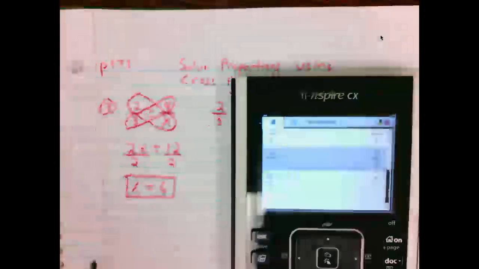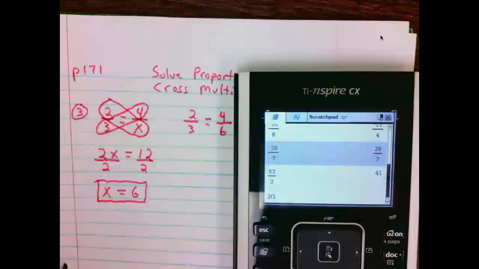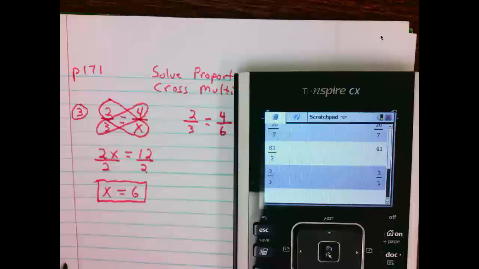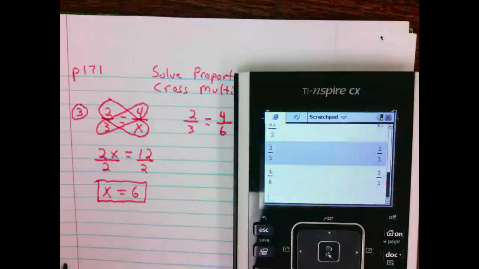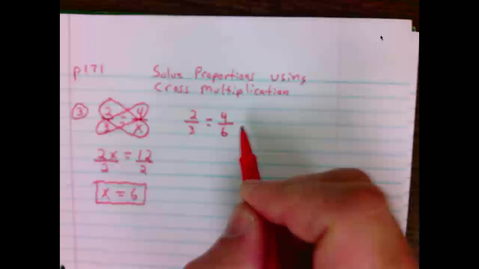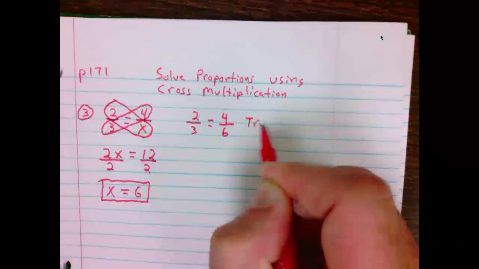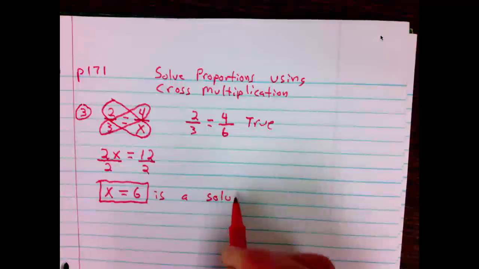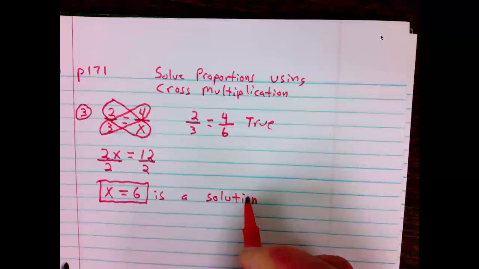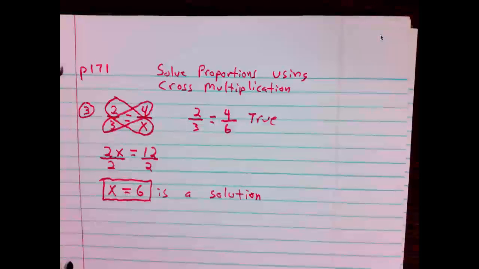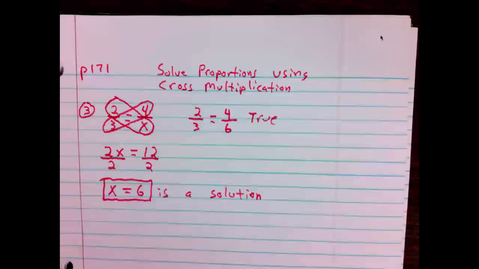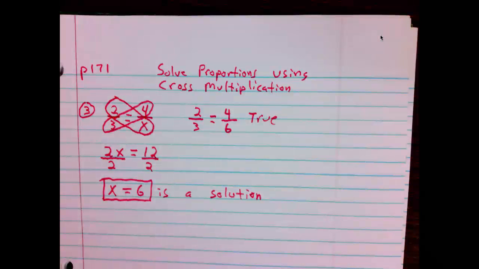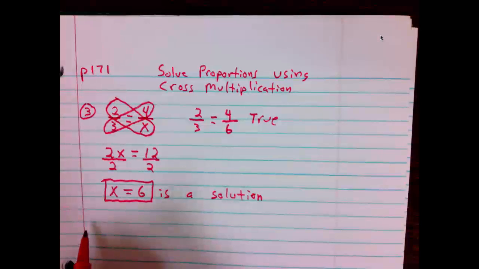All right, 2 divided by 3, the left side, is equal to 2/3. Now the right side, 4 divided by 6, is also equal to 2/3. So this statement is true. So we know that x equals 6 is a solution. We could have arrived at that solution without the cross multiplication, but the cross multiplication will help when the problem is slightly more difficult, like number 9.